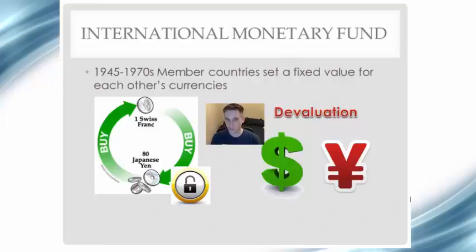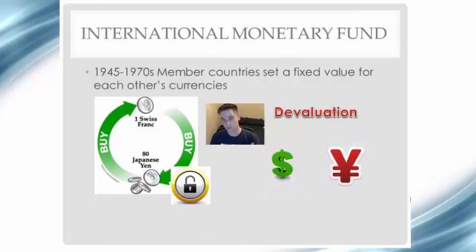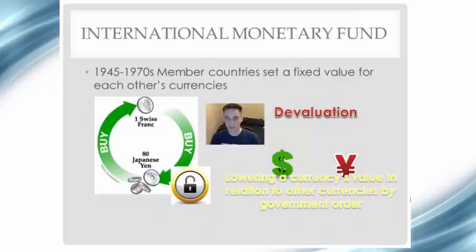So if a Swiss franc was worth 80 Japanese yen, and that's what the exchange rate was, you could exchange one for that amount of the other, it would be locked down until they said otherwise. And sometimes they would increase the value of something, and sometimes they would devalue it and actually reduce the price of the currency. And that's lowering a currency's value in relation to another's currencies by government order. So they might reduce one or both in this case, or like I showed on the screen.